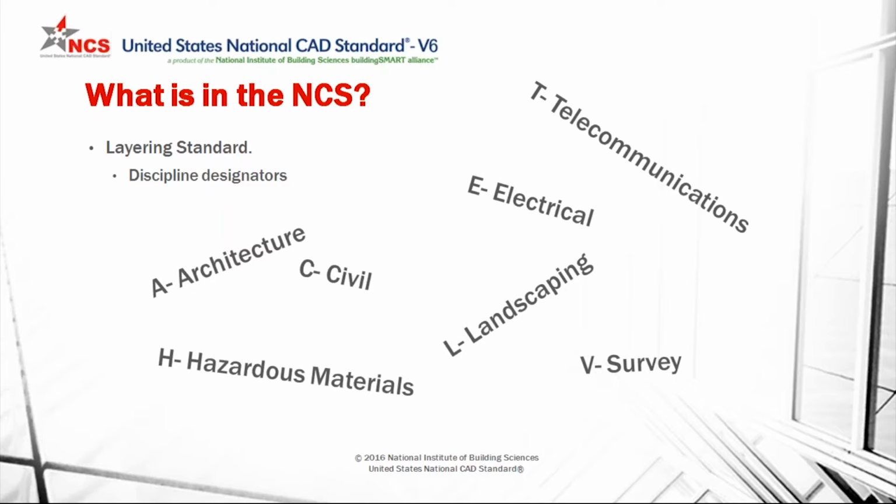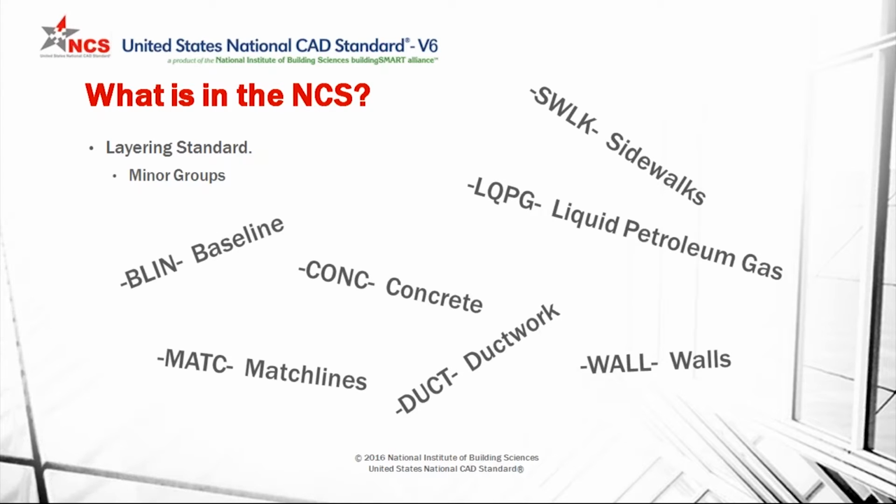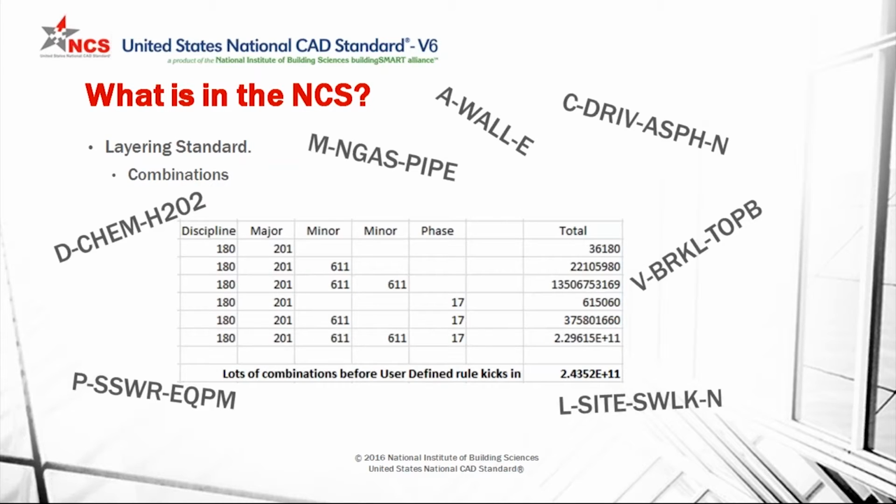We have over 180 different discipline designators. We have 201 major groups and 611 different minor groups. And we have 17 different status fields. You put them all together and the total possible combinations are staggering. And that is just the ones that we have identified. When you consider we allow some user-defined groups in the system, the possibilities become exponential.